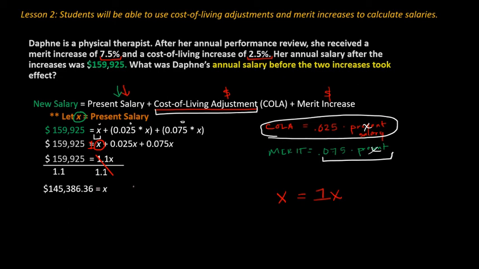So again, forgetting that x is equal to 1x is the common mistake on this problem type. One other thing: pay attention to how they ask you to round on the final exam. Here I rounded to the nearest cent, but there might be times when they ask you to round to the nearest dollar, the nearest hundred, or the nearest thousand. So just pay attention to that so you don't miss a problem on a technicality. Okay, that's it for this example: calculating cost of living adjustments and merit increases to calculate salaries from lesson 2. Keep in mind, when you're adding up your like terms, you need to remember that x is equal to 1x.